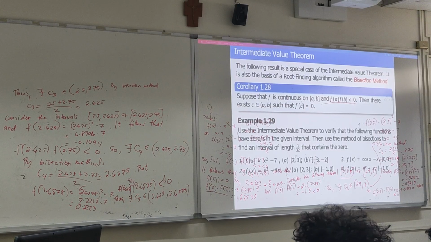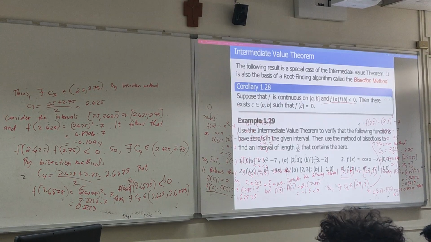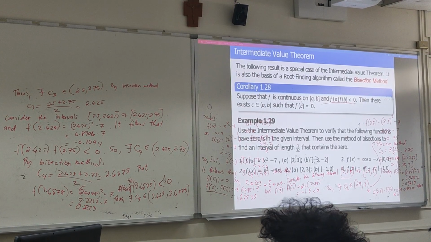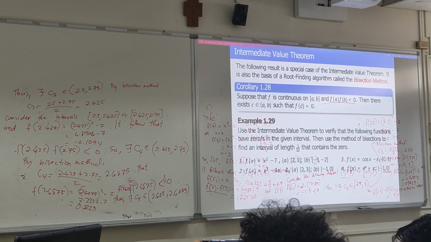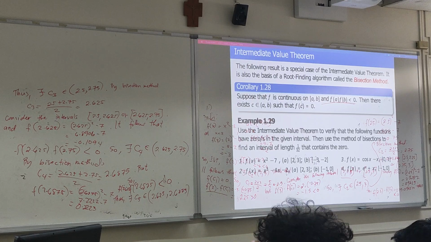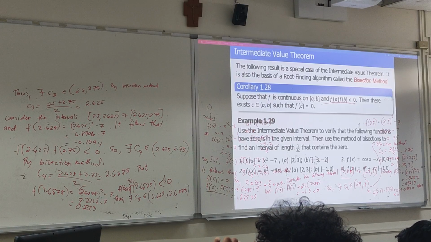2.65625 minus 2.625 gives 0.03125. What is the length? 1 divided by 32, that is 0.03125. So the interval has a length of 1/32.